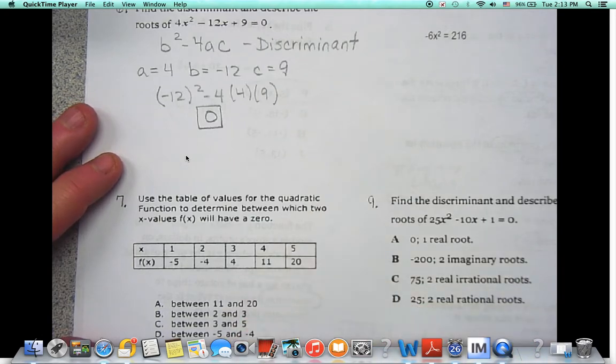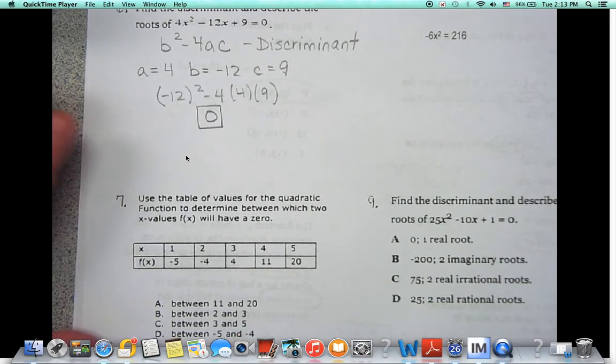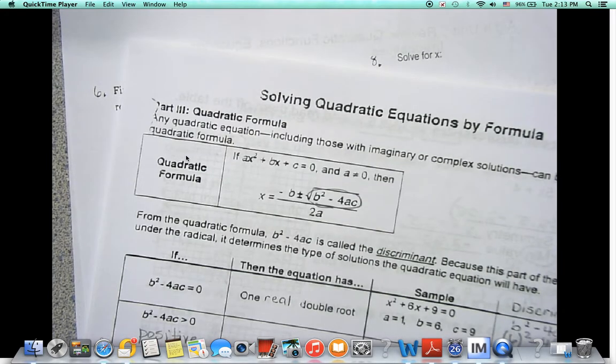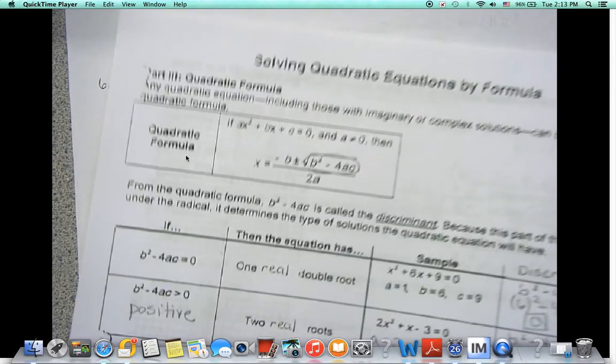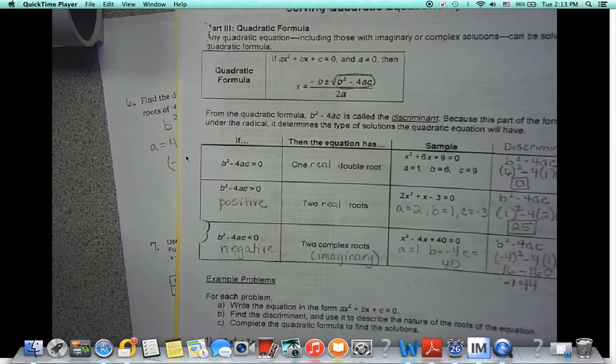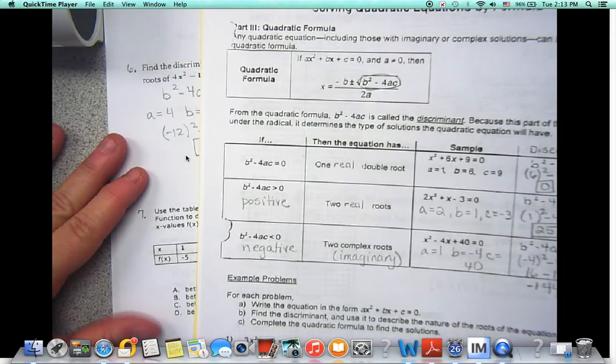Okay, so now look in your journal. Everybody got their journal? Look in your journal at this page right here: solve quadratic equations by formula, where we talked about the discriminant. Are we using our journal on the test?